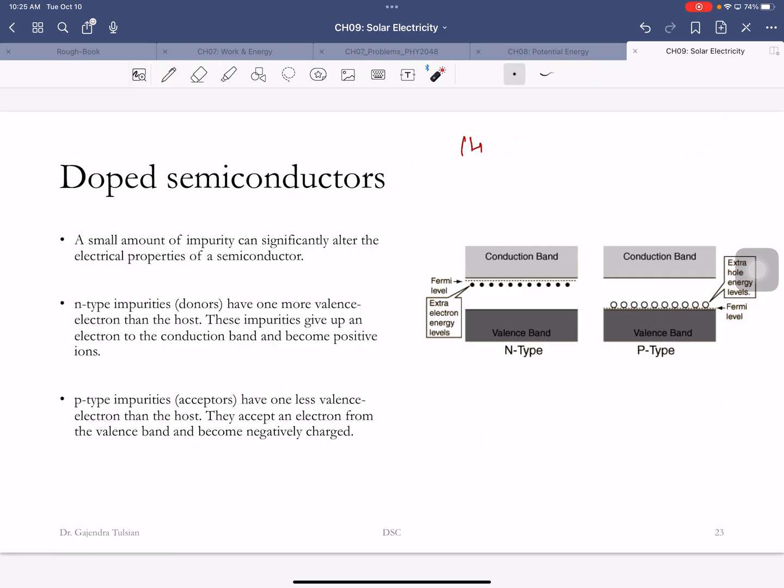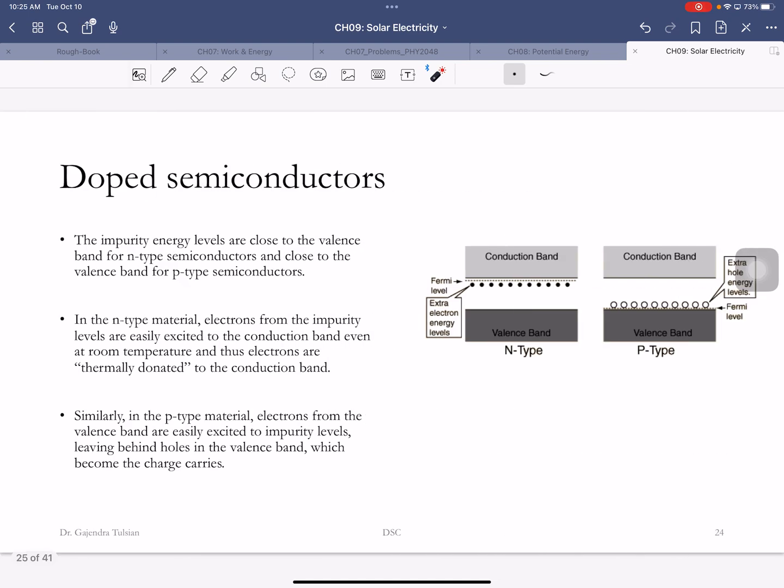All right, so for an N-type impurity, how many impurity atoms are you putting? 1 in a billion, 1 in a million. The impurity atoms have 5 valence electrons, and the host atoms have 3 valence electrons, okay? So N-type impurities have 1 more valence electron than the host. The impurities give an electron to conduction and become positive. Okay, we'll come to that in a second.